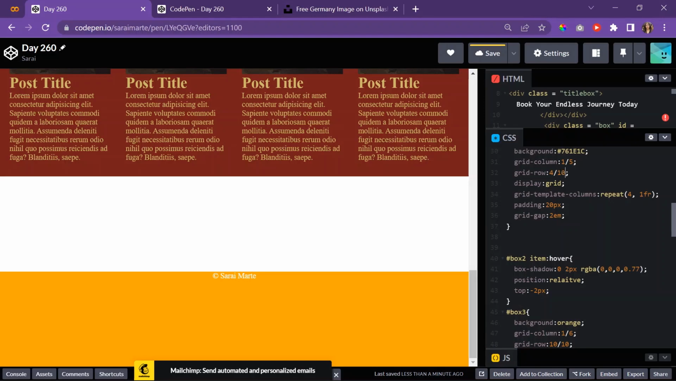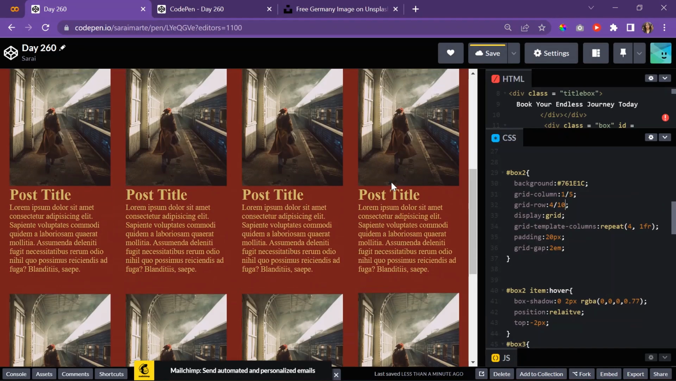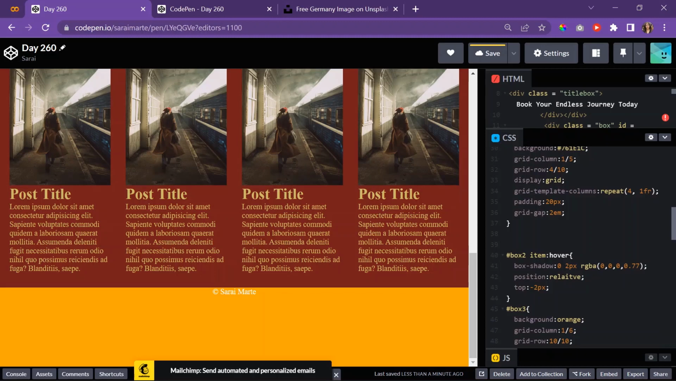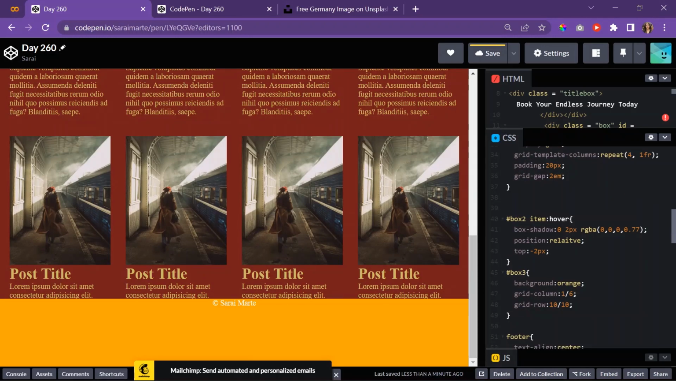Interesting. So I need to move all the way to 10. Perfect. See how we do that? How about I do 10? Go to 11. And this one starts at 11 and ends at 12, even though there's only 10 rows.